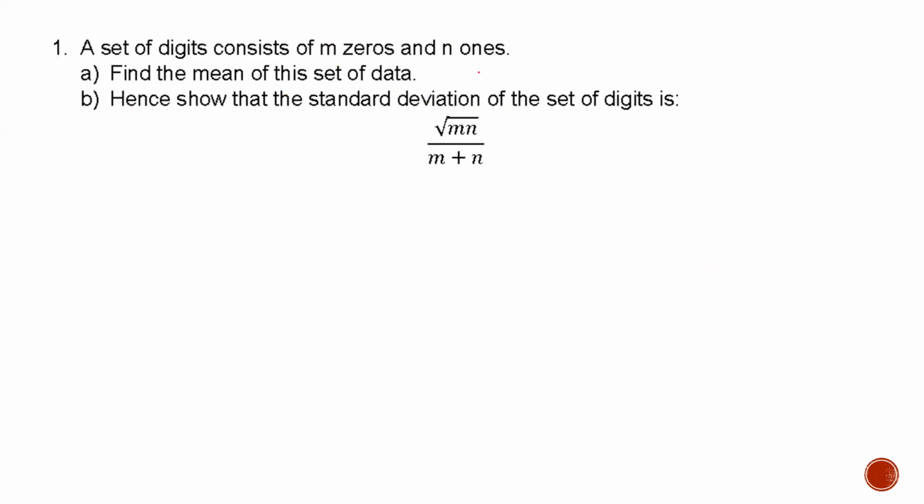So now I'm going to go to the first statistics question. And here it is. A set of digits consists of m zeros and n ones. We're asked to find the mean of this set of data.